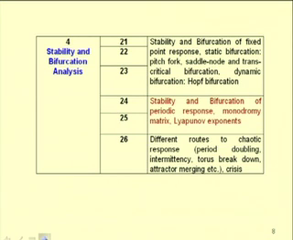A few classes I will take for stability and bifurcation of the fixed point response. There I will tell about static bifurcation and dynamic bifurcation. In case of static bifurcation, you may see supercritical or subcritical pitchfork type bifurcation, saddle node or transcritical bifurcations, and in case of dynamic bifurcation, you can see the Hopf bifurcation. It may be supercritical or subcritical type.